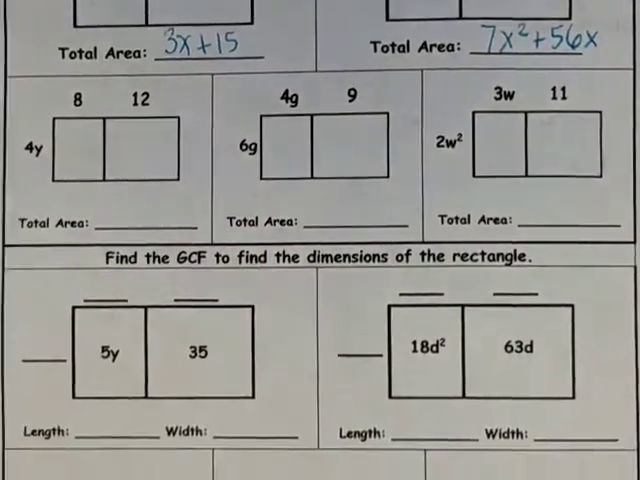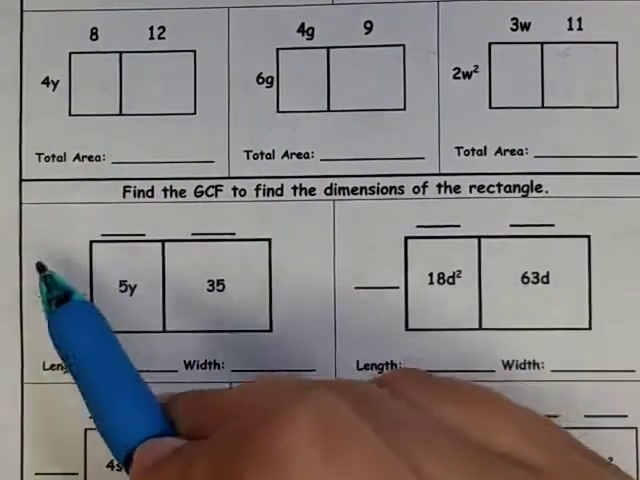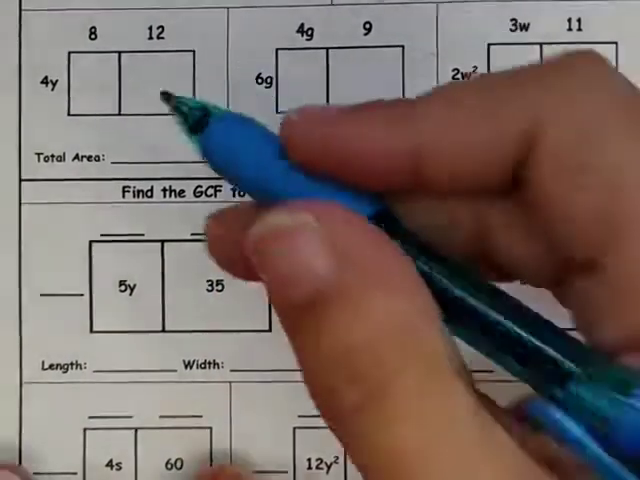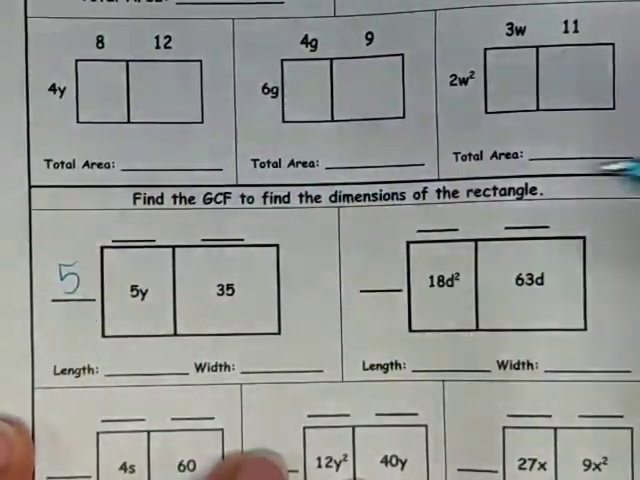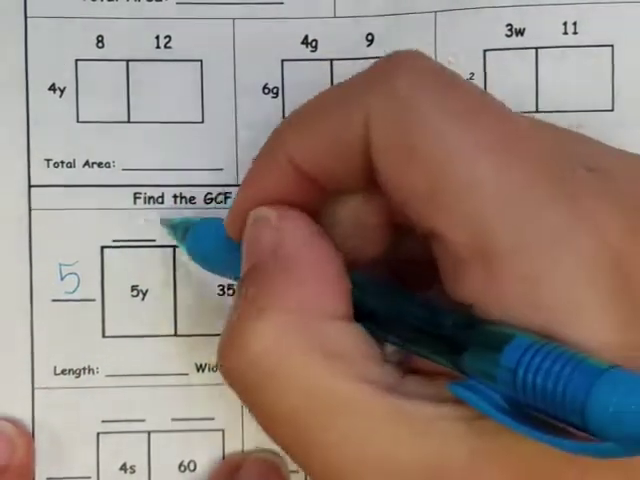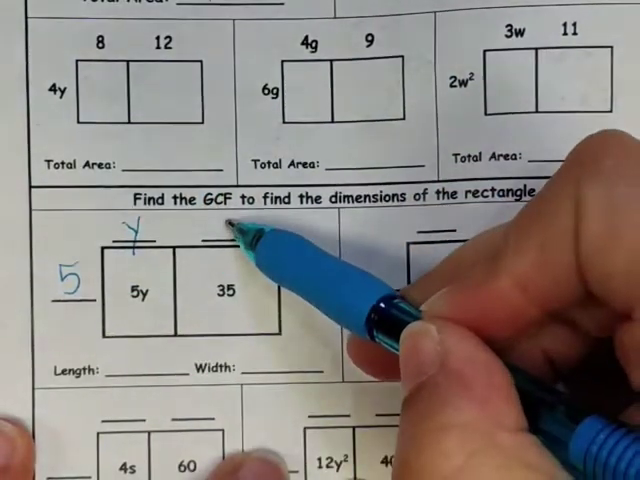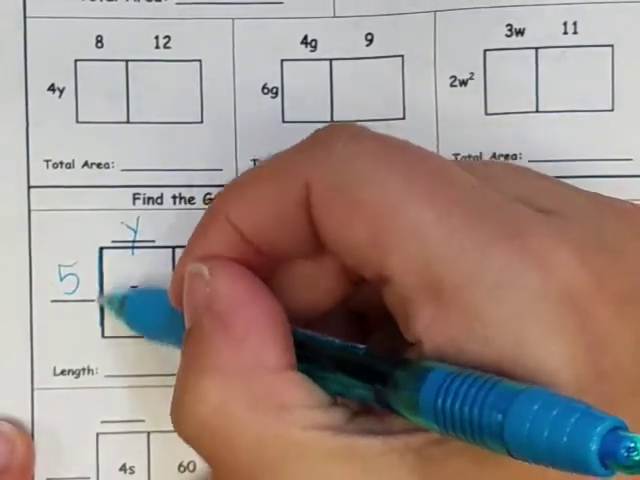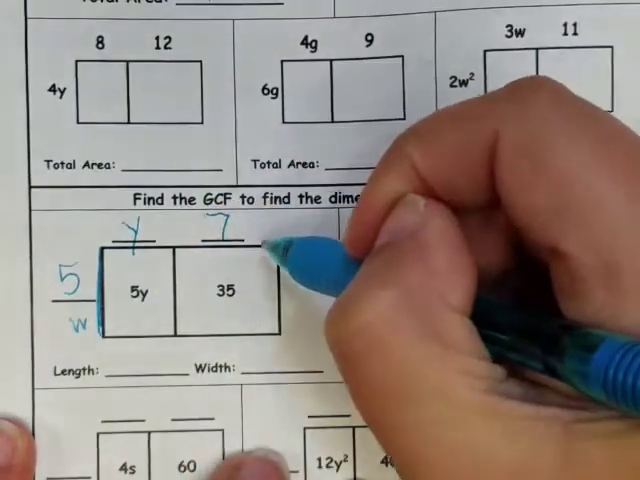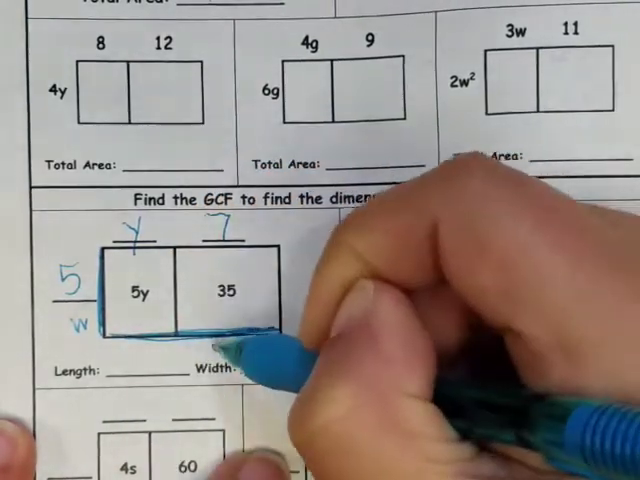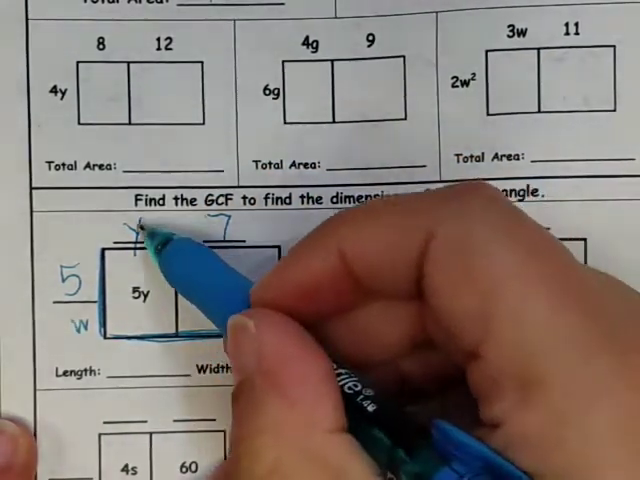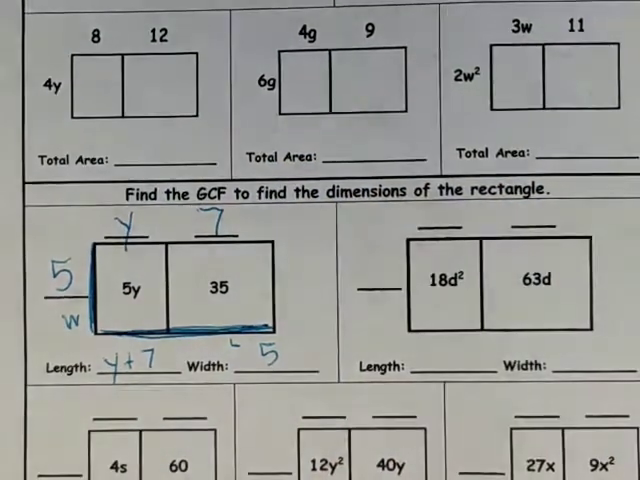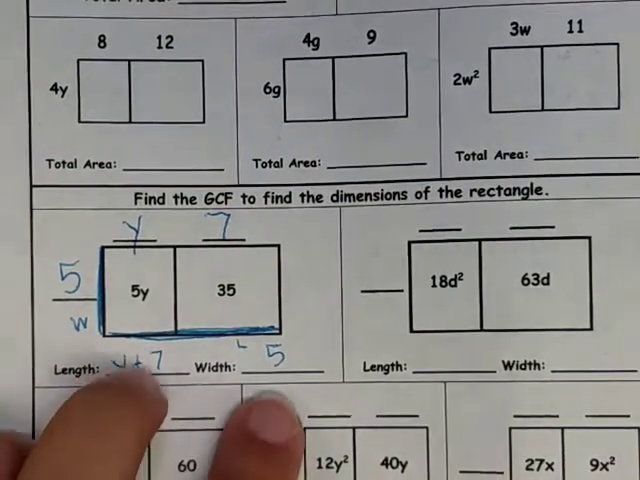Now what we're going to do is start from the inside and work our way out. So look at 5y and 35. Do they have any factor in common? They have a factor of 5. So take the 5 out right here. And so 5 times what gives you 5y? Y. 5 times what gives you 35? 7. So your two terms, we'll call this the width, and we'll call this the length. So your length is y plus 7, and your width is 5. It honestly doesn't really matter which one's which.